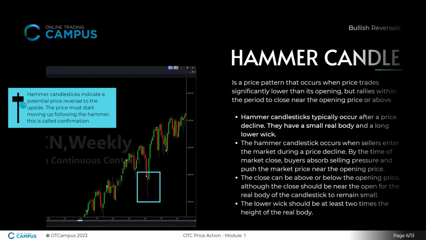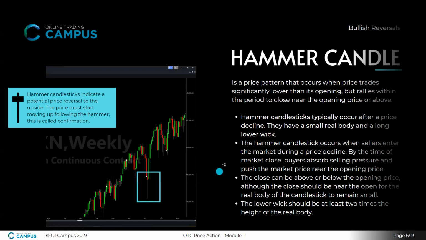Here also, look at this. It is like a hammer. That means a real body. We need a body, right? Not only a super small doji, we need a body and a long lower wick here. The hammer candlestick occurs when sellers enter the market during a price decline. By the time of market close, buyers absorb selling pressure and push the market price near the opening price. And that's how to form this hammer candle.